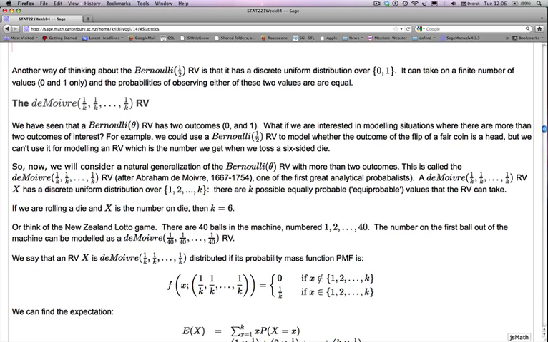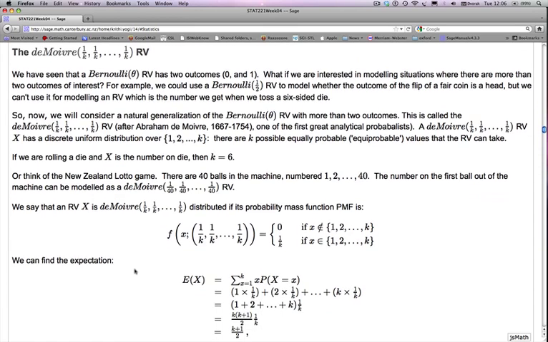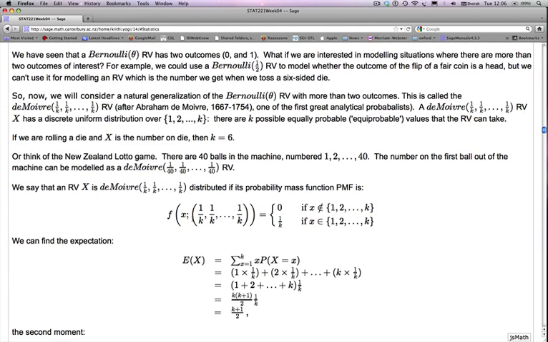Another example is the New Zealand Lotto game. There are 40 balls in the machine. They're numbered 1, 2, 3 up to 40. The number on the first ball out of the machine in a particular lotto trial can be modeled as a de Moivre 1 over 40, 1 over 40, 1 over 40 random variable. We say that a random variable x is de Moivre 1 over k distributed if its probability mass function, or PMF, is the following: f of x semicolon.